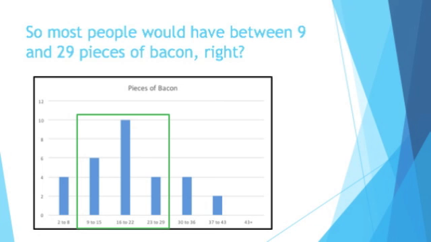Alright, so back to that question. How would you describe this group of people who eat bacon? You wouldn't just say the average is 19. Looking at this bar chart, you could say, let's pick the middle 3. So we could say most people have between 9 and 29 pieces of bacon. Makes sense. If you add up those 3 bars, you're going to get most of the people in the group. That is the basic concept of standard deviation.